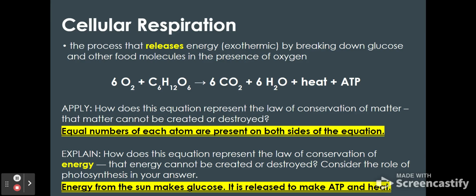For energy, the energy from the sun makes the glucose, right? So energy from the sun goes to plants, plants make the glucose, and then that's released to make ATP and heat when we process it during cellular respiration. So all that energy is just getting moved and transferred. It's not being created or destroyed.